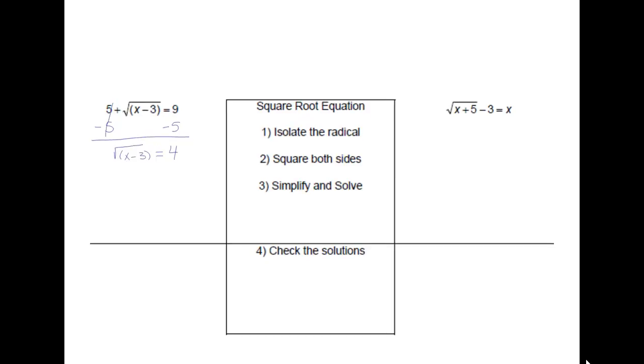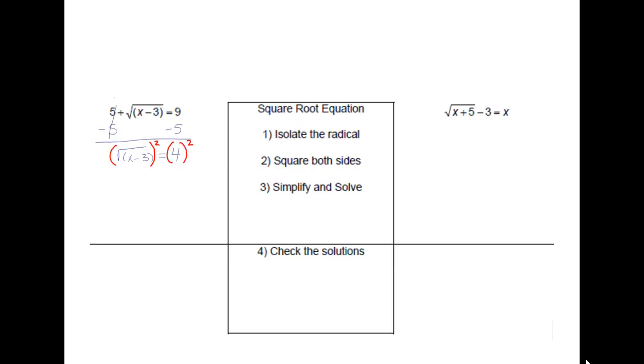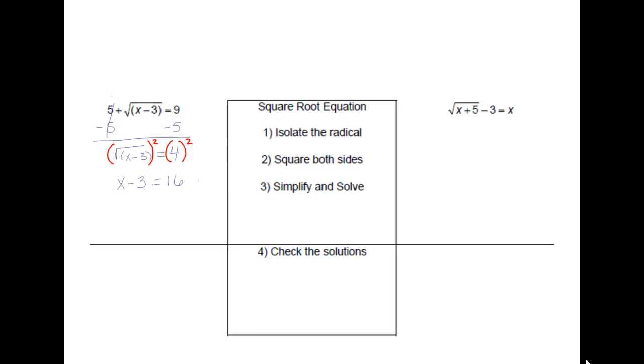So what do we have left over? The square root of x minus 3 equals 4. Now, how would we get rid of the square root? By doing step 2, which is squaring both sides. As we do that, we should know that the square root on the left side will disappear, and 4 squared is 16. So we end up with x minus 3 equals 16.